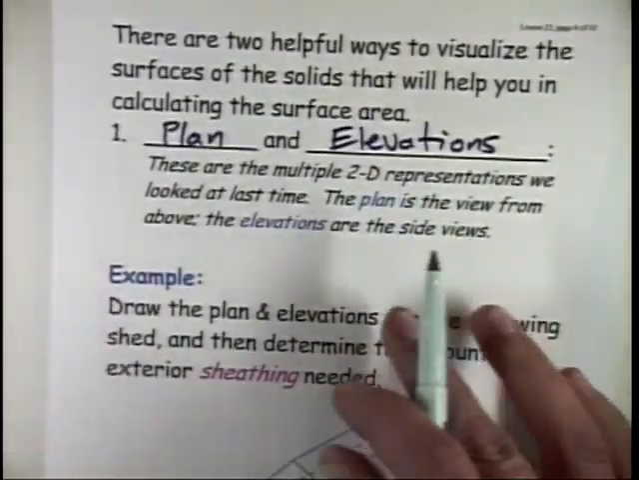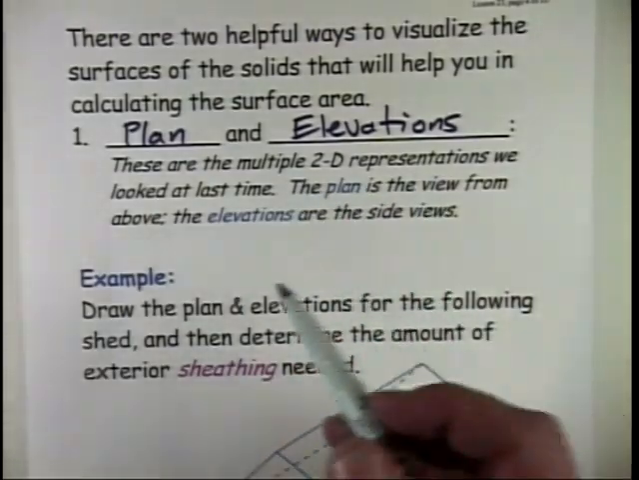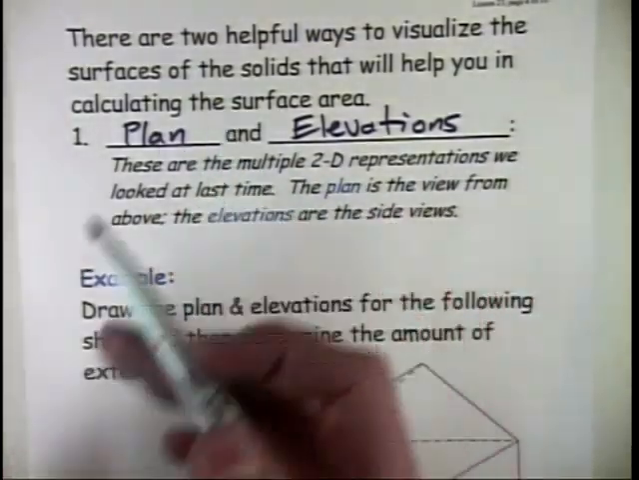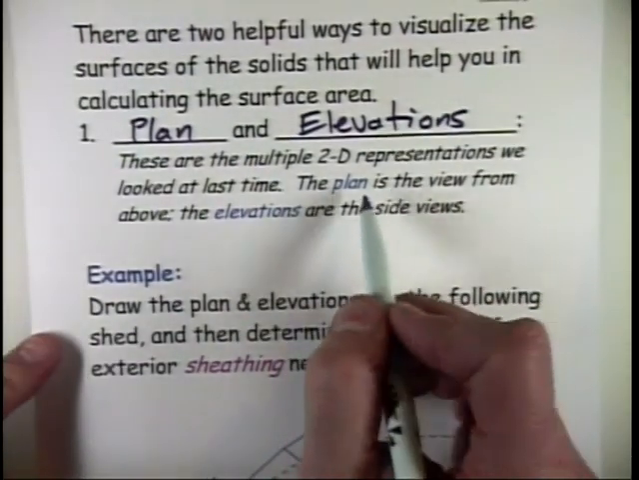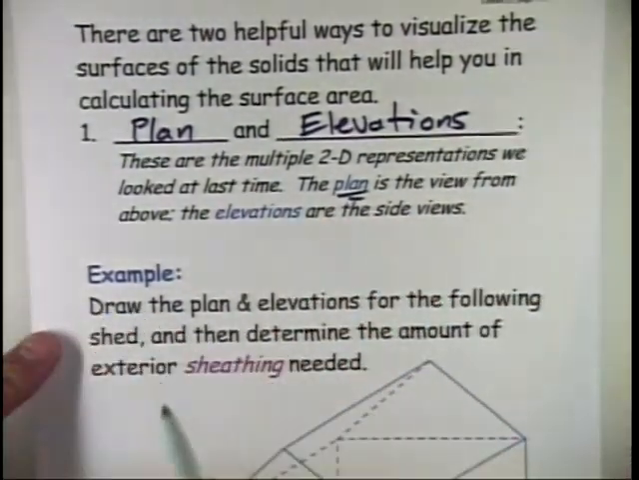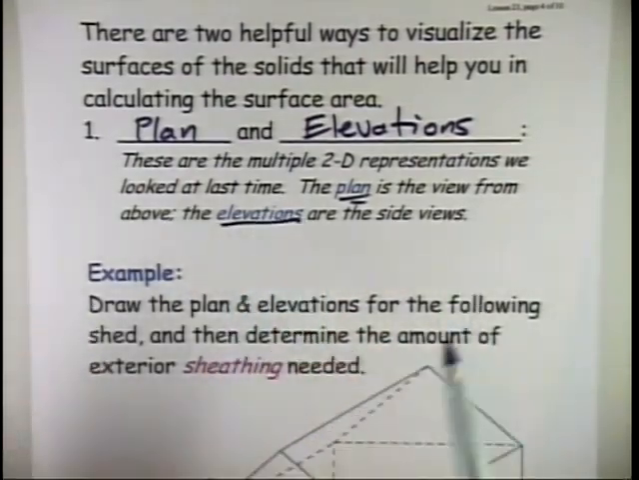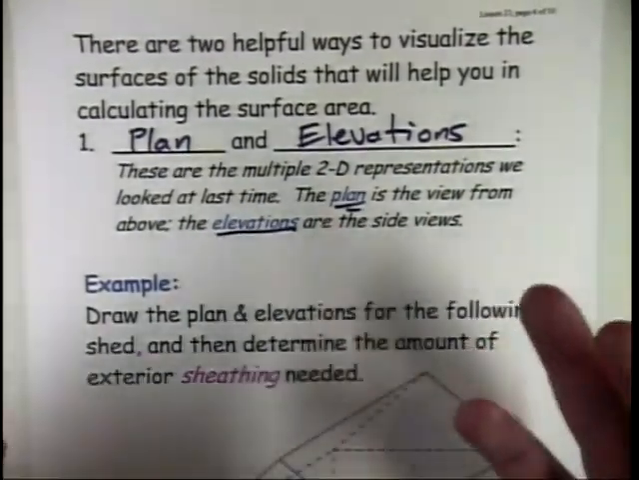Now, we looked at these actually last time. It's the two-dimensional representations that we looked at: the front, the side, the left and the right views. Well, the plan is essentially the view from above, and the elevations are the side views. And if you've ever seen an architectural drawing or a blueprint, you're already familiar with this. The blueprint is basically the floor plan of the house.